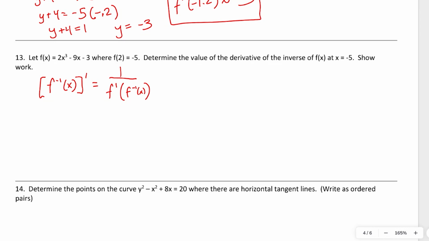Okay, so let's figure out what we're trying to solve for here. So if f of 2 is negative 5, that means f inverse of negative 5 is 2. So I'm going to make a little point there. And that's what we're actually trying to find, where x is negative 5. So if we want to evaluate f inverse at negative 5, find that derivative. Hold up, am I writing that right? Yeah, I think so. Well, no, actually, I'm.